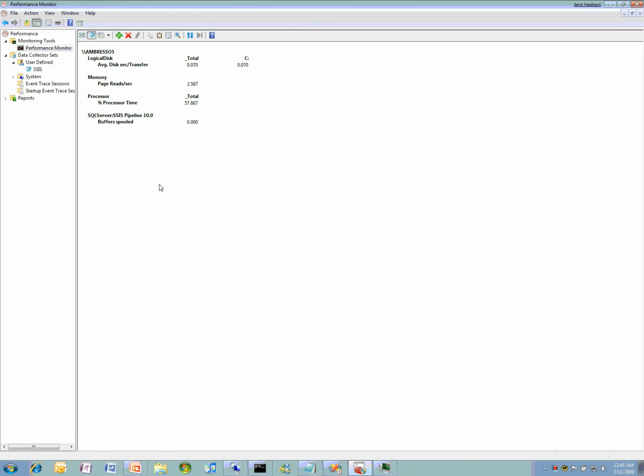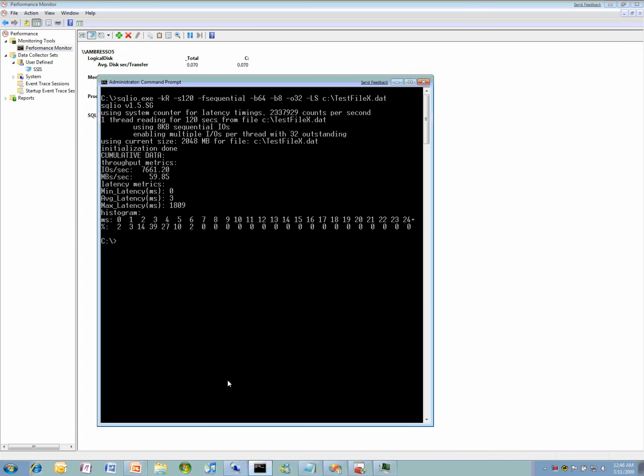Another way of showcasing this is to actually look at SQL I/O. SQL I/O is a very handy tool. There's actually a pre-deployment I/O best practices white paper, which is very good and explains how I/O works. If you look at this, you notice that the SQL I/O test notes that I have 7,600 IOs per second and 59 megabytes per second. That's what this system is.